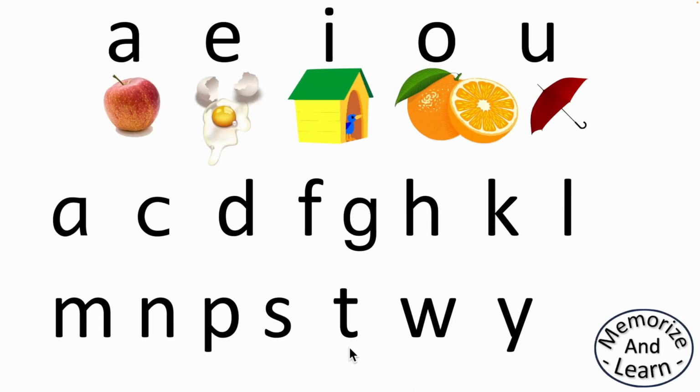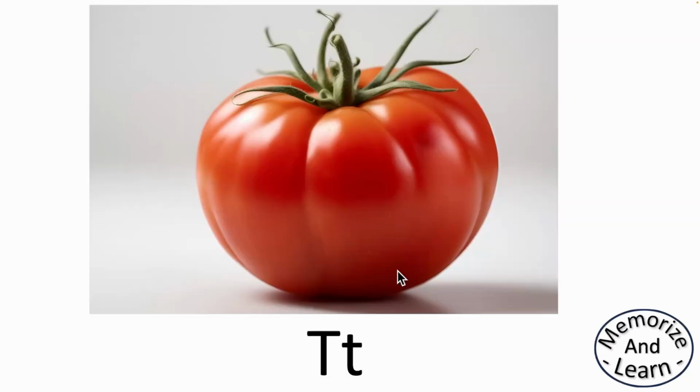The next letter is T. T is easy because you can hear the sound of the letter at the beginning of the name, T. T says T. The word tomato begins with the sound T. Here's a capital T and a lowercase t.